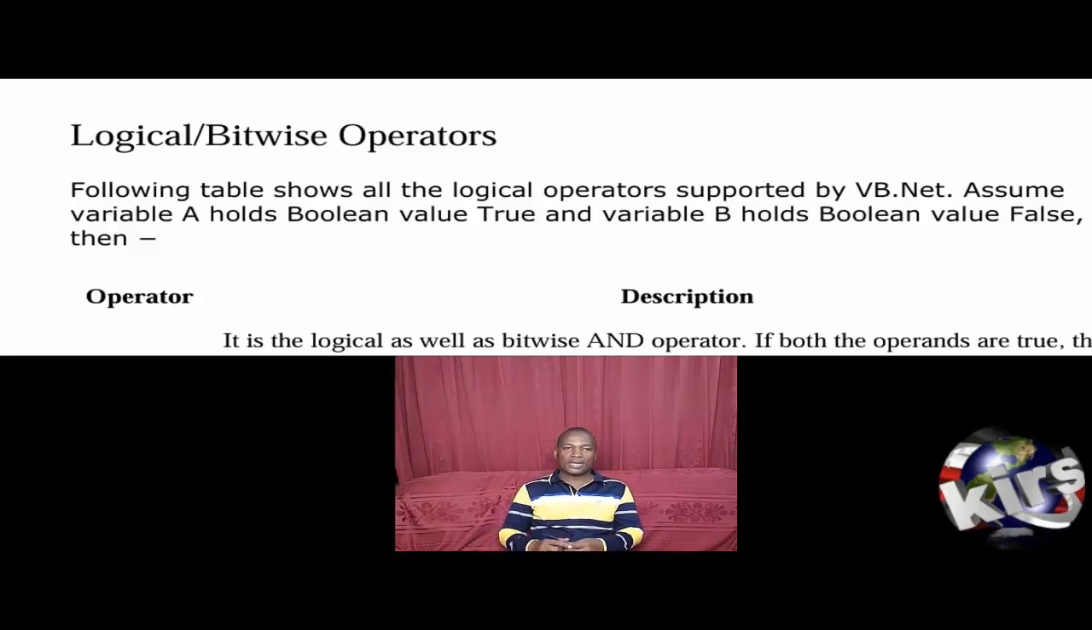We now continue to look at the other types of operators in Visual Basic.NET, and in our case here, we are referring to logical bitwise operators. And we have a table here which shows all the logic operators supported by Visual Basic.NET. And of course, if we assume that A holds the Boolean value true and variable B holds the Boolean value false, then what happens? So we are going to use our A here for a true value, B for a false value, to compare and see what happens in logic operators.